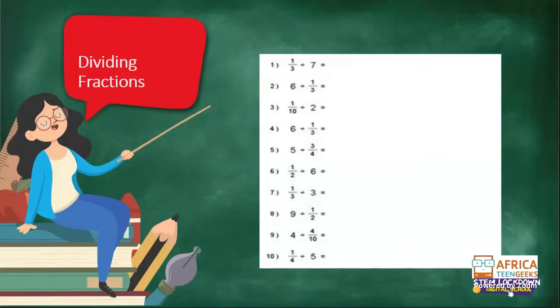Number 4, we have 6 divided by 1 over 3. So it will be 6 over 1 multiplied by 3 over 1. It is the same one as number 2. Right? Okay. So let's look at number 5. We have 5 divided by 3 over 4.